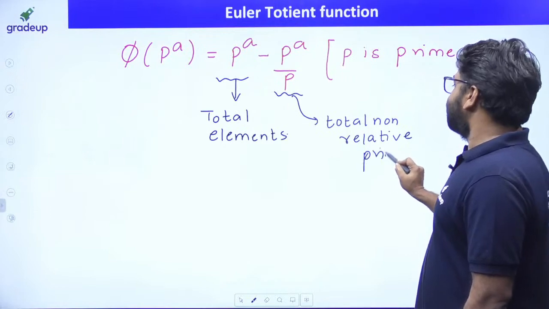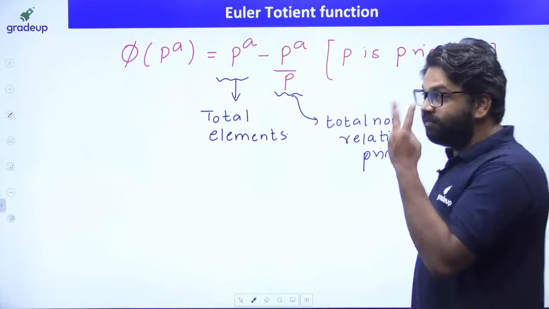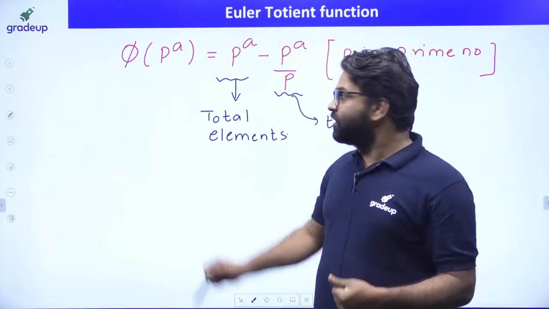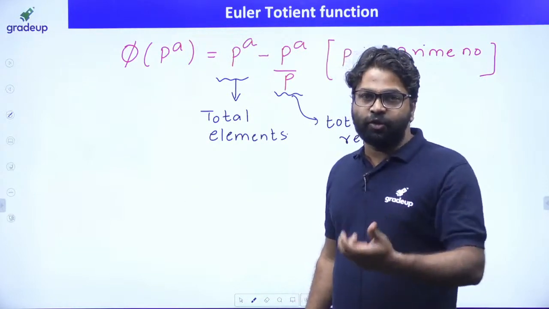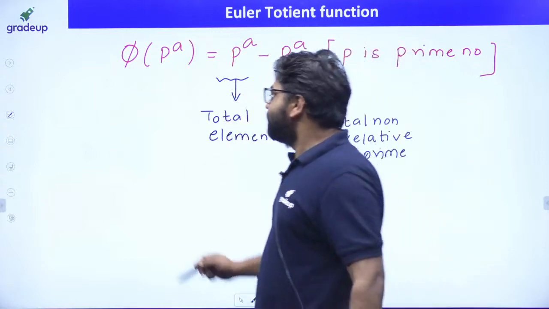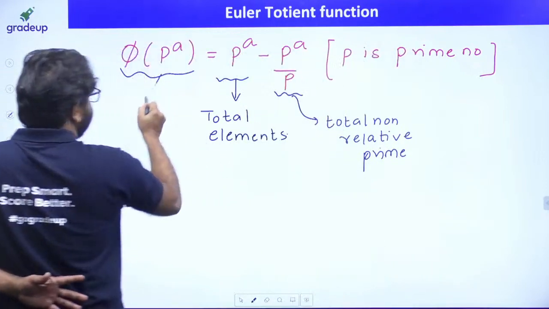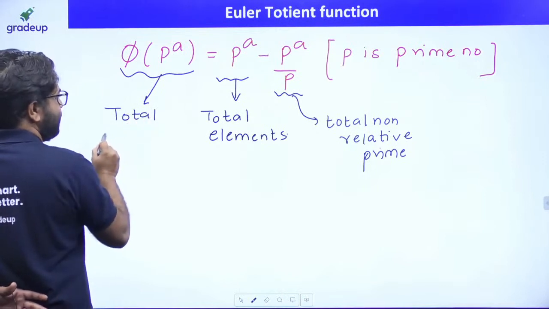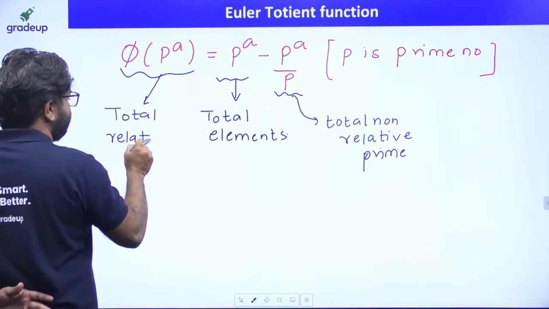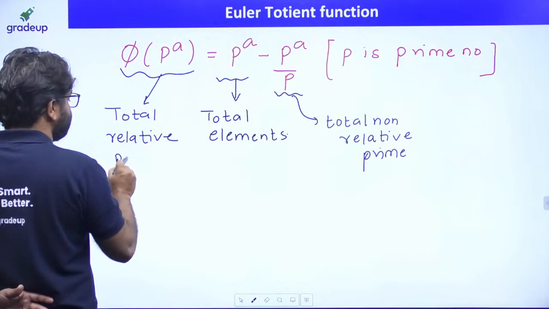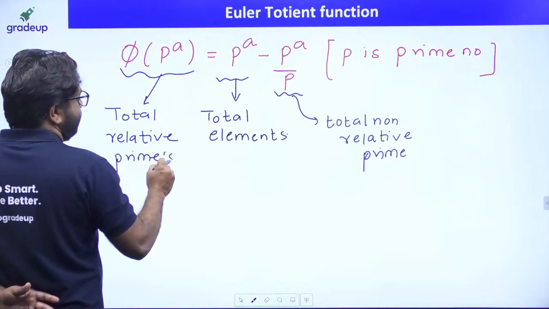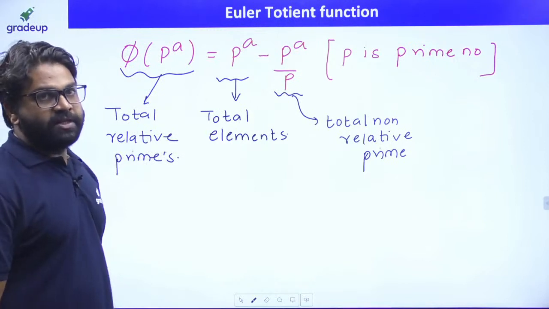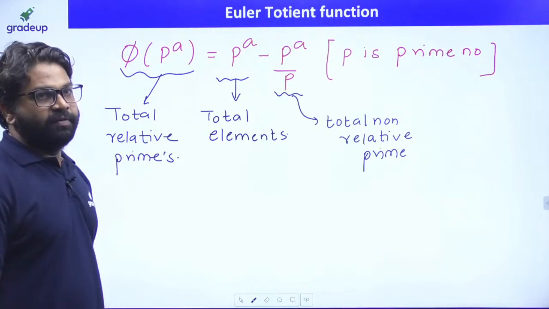So we got 3 formulas. One is multiplicative, the second is the prime number totient function, and the third is in terms of a power of a prime. Here the totient function of p raised to a gives the total relative primes. In this way we come up with one particular formula, and this is very, very important.